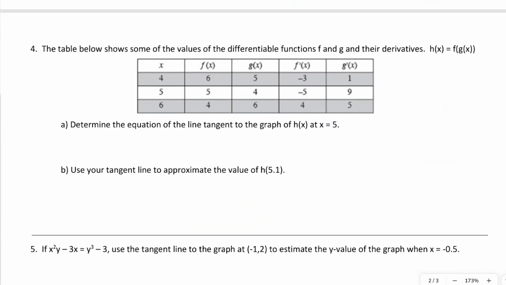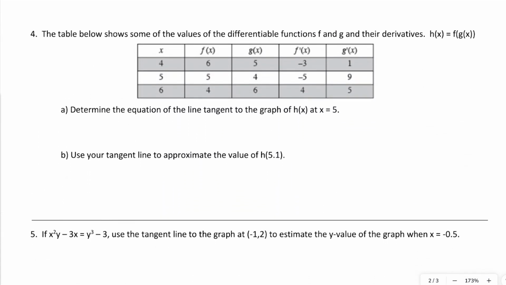Number 4 says the table below shows some values of the differentiable functions f and g and their derivatives. It also defines h as a third function here as f of g of x. A says determine the equation of the line tangent to the graph of h at x equals 5.